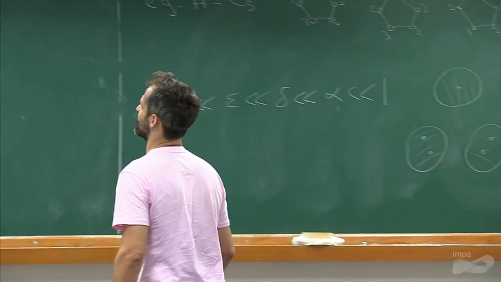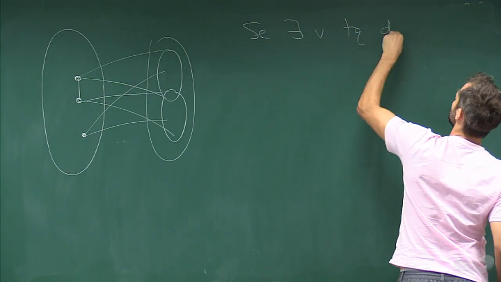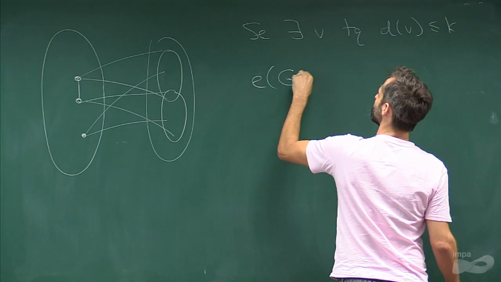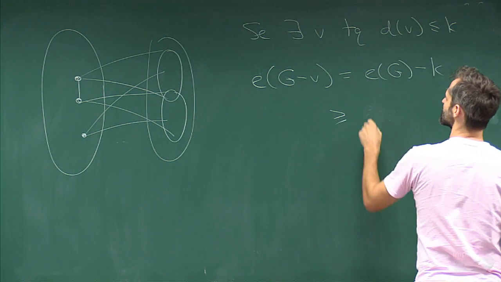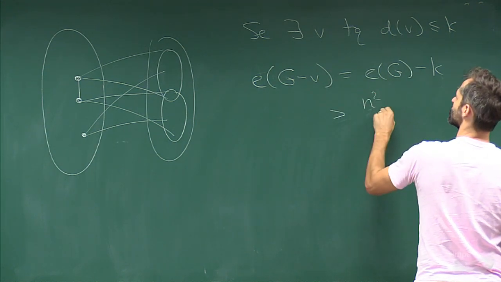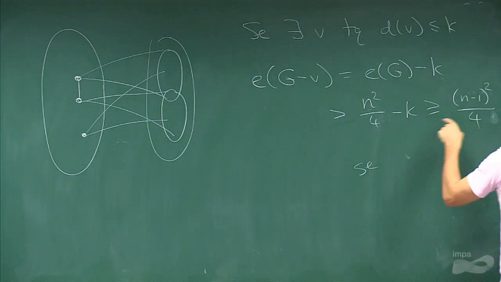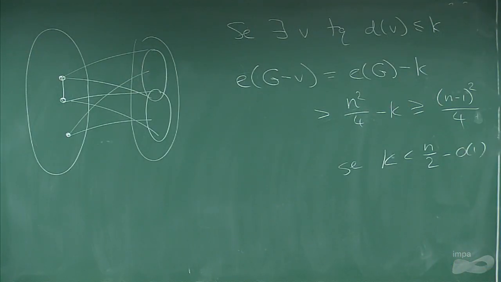Okay, so what's our minimum degree condition that we can assume? So if there exists a vertex v with degree at most, let's call it k for now, the number of edges of G minus v is the number of edges of G minus k, which is at least n squared over 4 minus k, which should be at least (n minus 1) squared over 4. And this is true if k is at most, basically, n over 2, right? n over 2 minus a bit. So if there's a vertex of degree smaller than n over 2, which is the average degree, you can remove it and apply induction. Okay, so every vertex has degree at least n over 2.